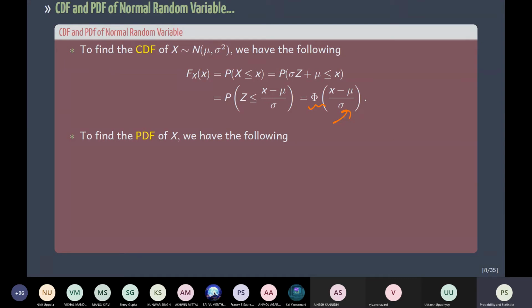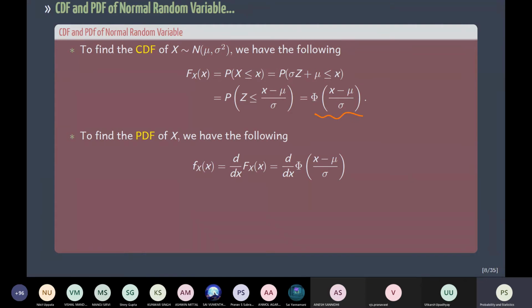Okay, and to find the PDF, we know, right? To find the PDF, we have to differentiate the CDF. So that by now we know. PDF is denoted by small f, so d by dx of the capital F, which is d by dx of this guy from here, and we have to take a derivative of this.